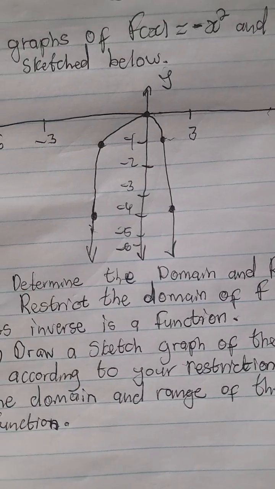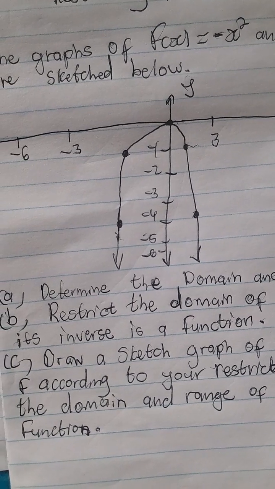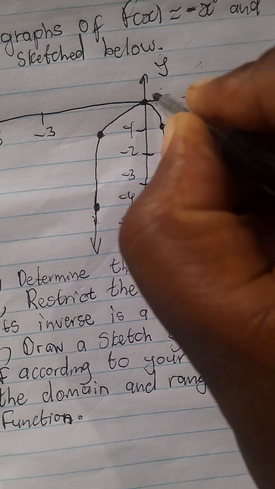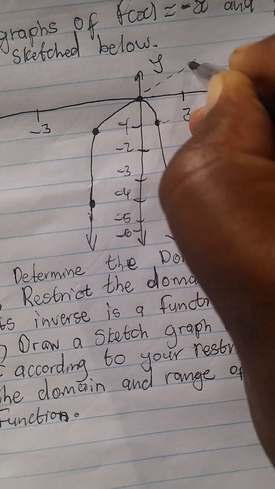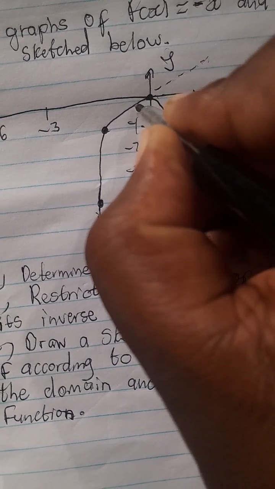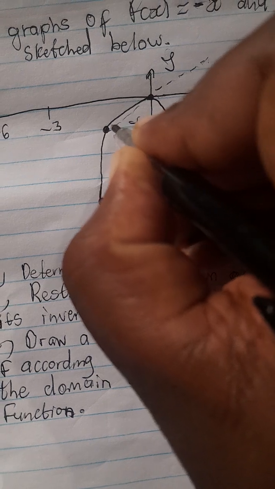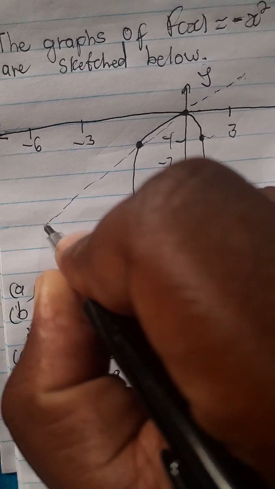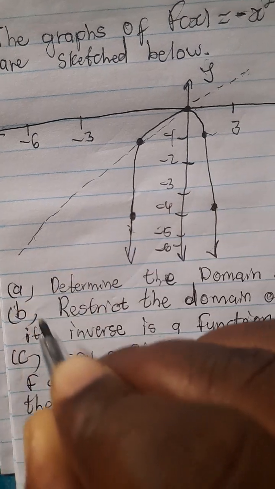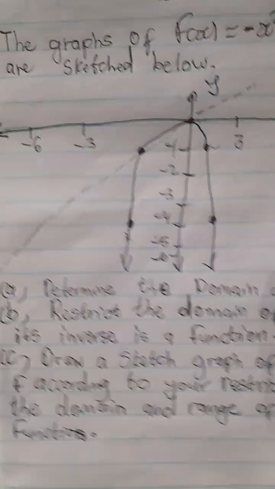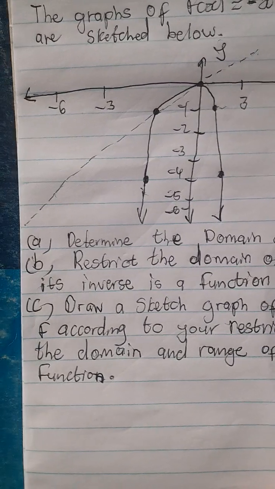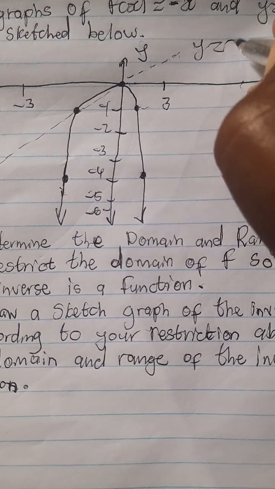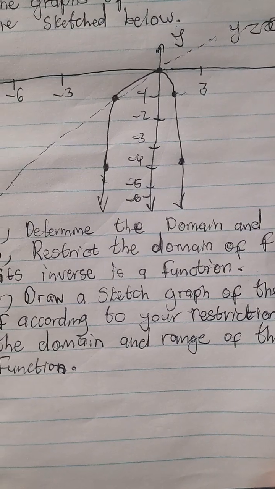Where does this one go? It will pass through here. I'll use a dotted line. It will pass through here, until where the graph ends. It's very important that you use a ruler. So there will be a dotted line, which is y equals x. It's very essential that you use a ruler.